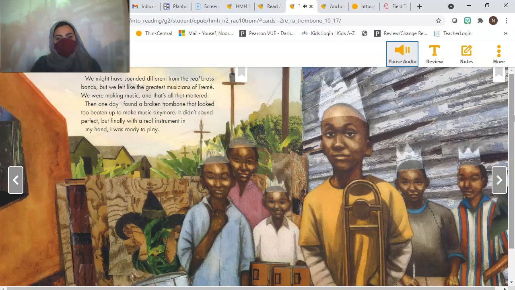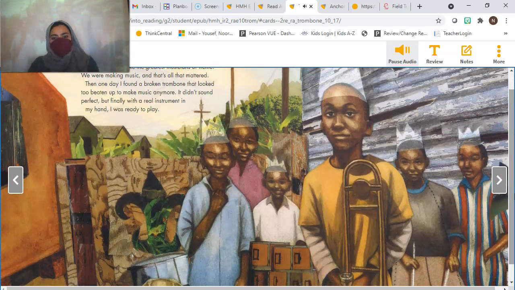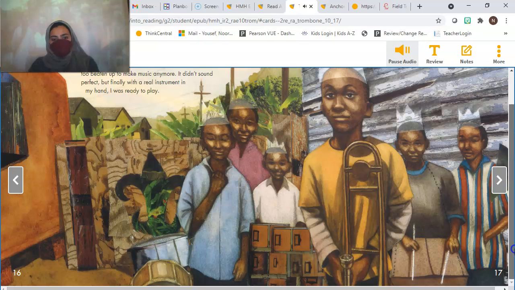Then, one day, I found a broken trombone that looked too beaten up to make music anymore. It didn't sound perfect, but finally, with a real instrument in my hand, I was ready to play.